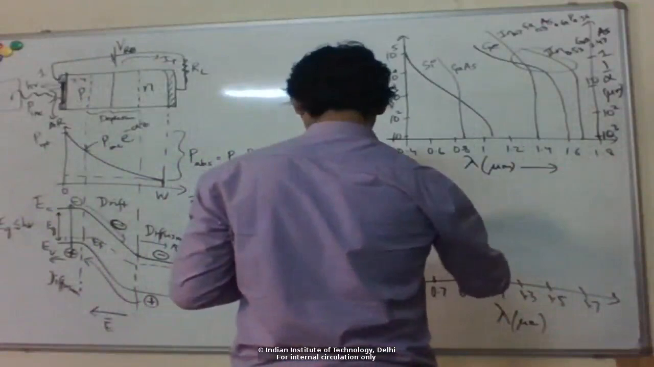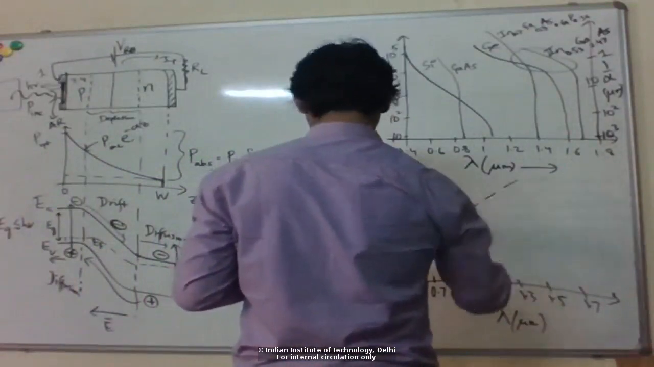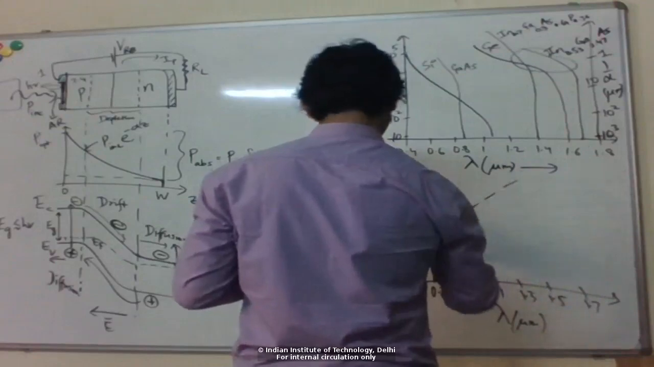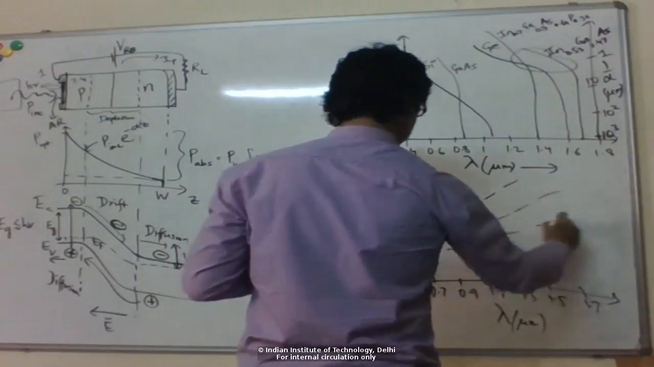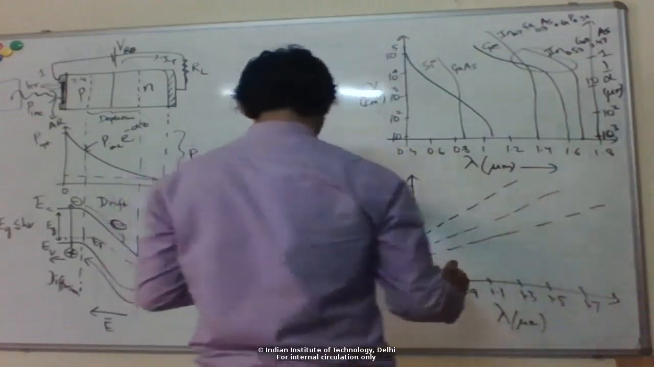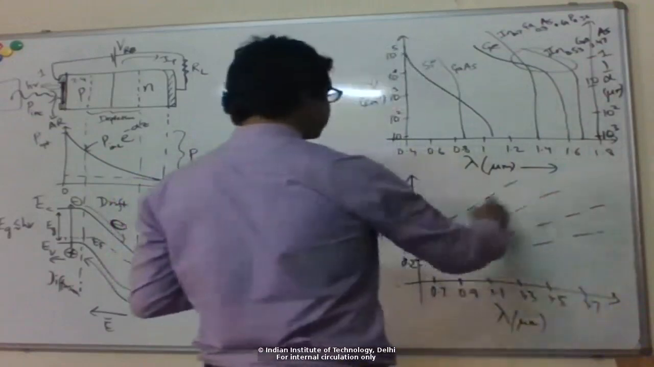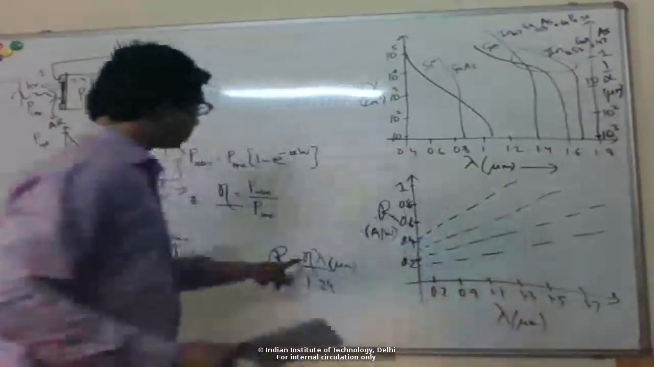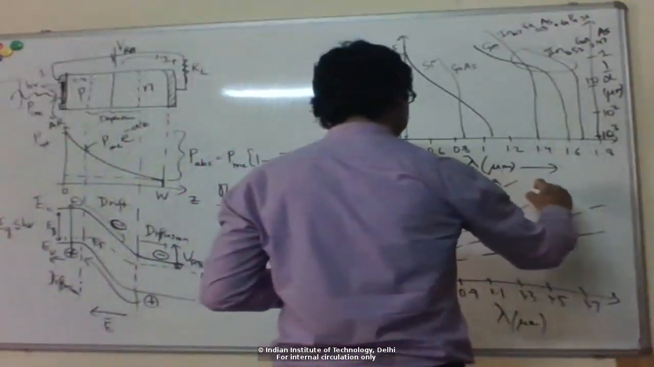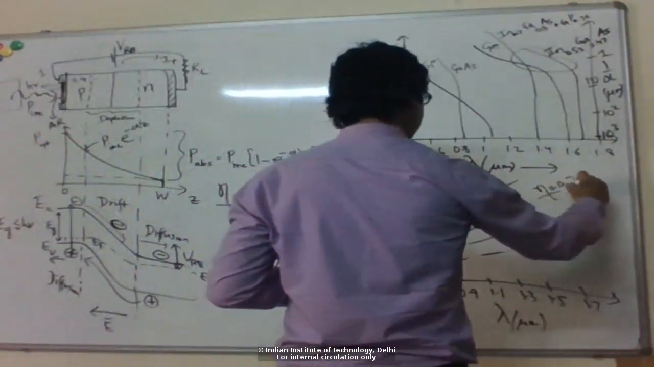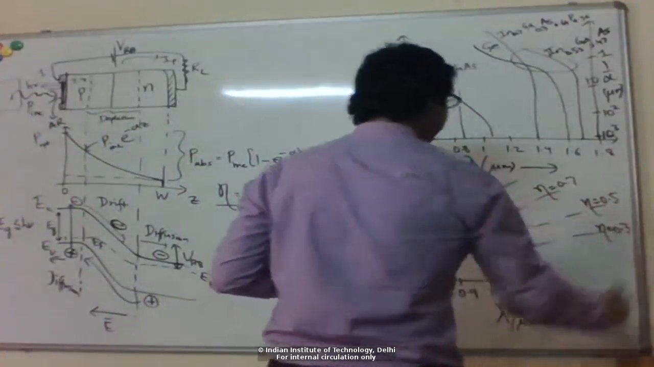So, for example, okay, so these are the lines corresponding to different quantum efficiencies. So, for example, this is 90%, this is 70%, this is 50%, and 30%.